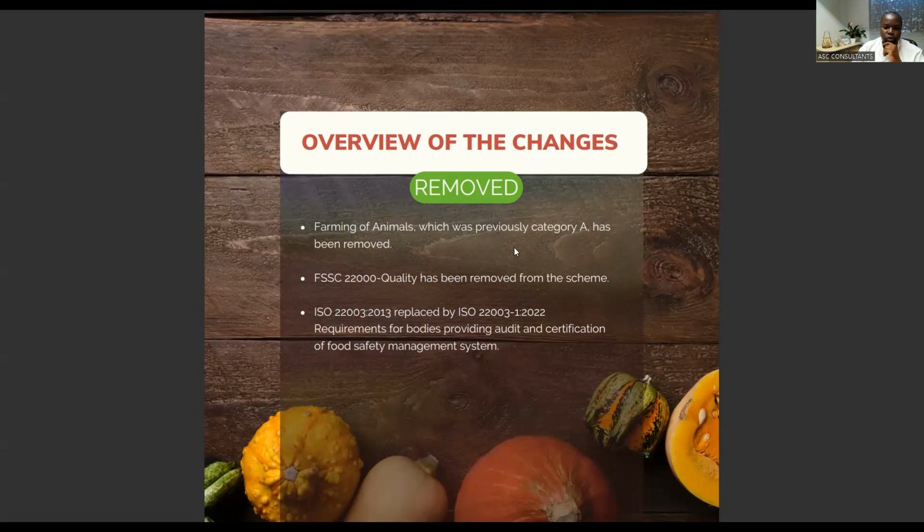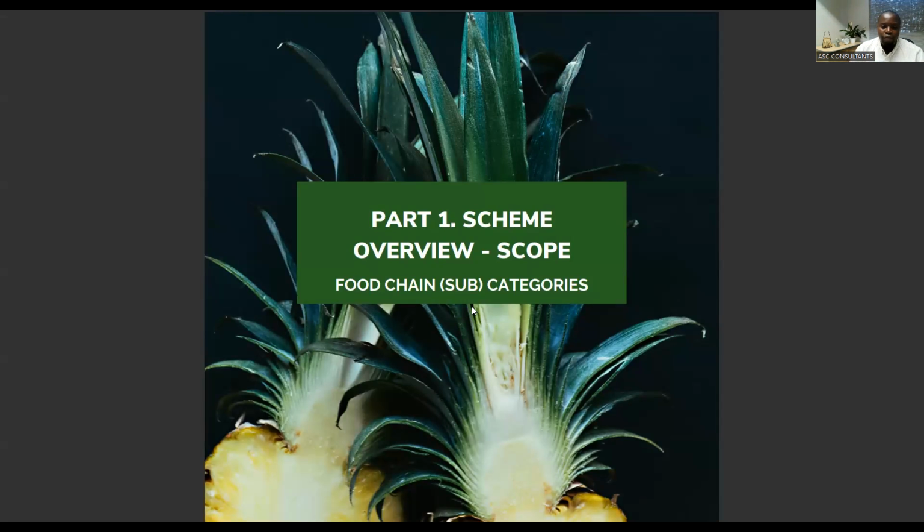Okay, so farming of animals, which was previously category A, has been removed completely, and that has been done primarily to align to the scope of ISO 22003 of 2022. So that's why they have removed that. And of course, the requirements of certification bodies are aligned to Part 1 of the ISO 22003 of 2022, which speaks to the requirements for certification bodies. Okay, now let's look at the food chain subcategories, which is very important for you to decide which subcategory you belong to as a site. So we are going to look at each one of them, sample some of them that are important, look at what has been removed, what has been modified, and then take it from there.